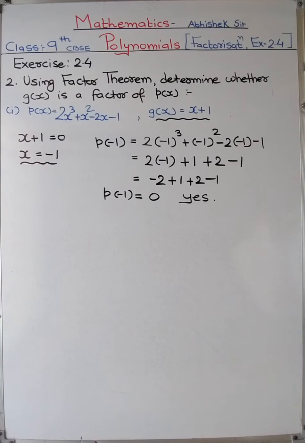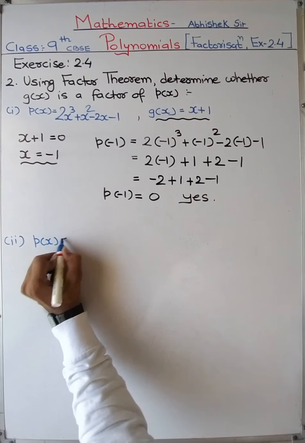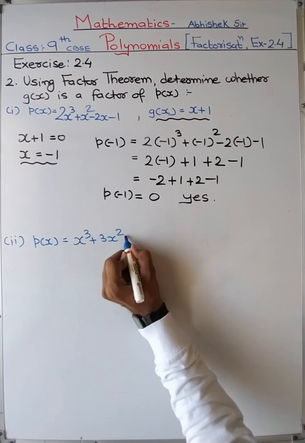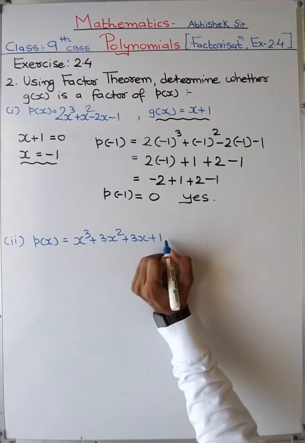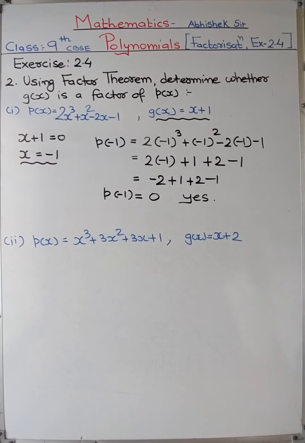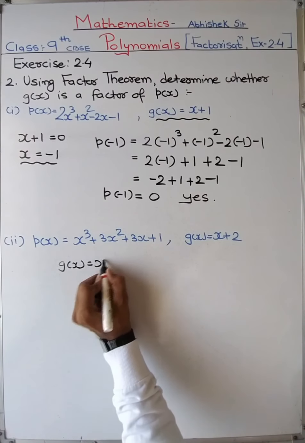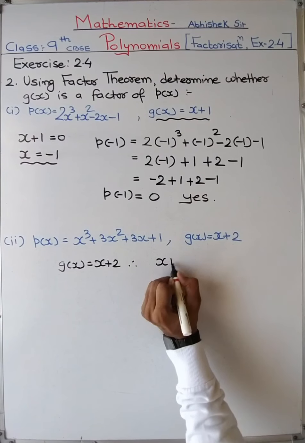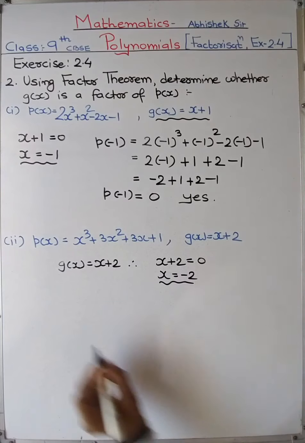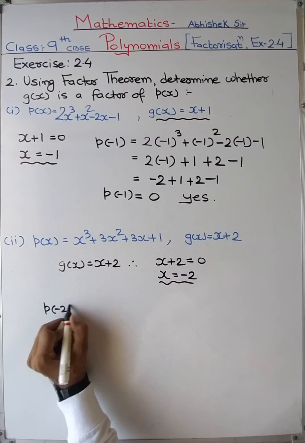Moving on to the next question. In this question we have p of x equals x cube plus 3x square plus 3x plus 1, and what is our g of x? Our g of x is x plus 2. So we will again start with g of x. G of x is given as x plus 2. So x plus 2 equals 0, x equals minus 2. Okay. So if p of minus 2 is 0, then only it is a factor. So let us find p of minus 2.